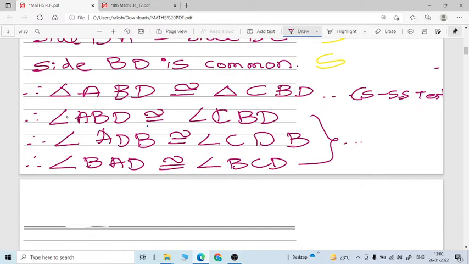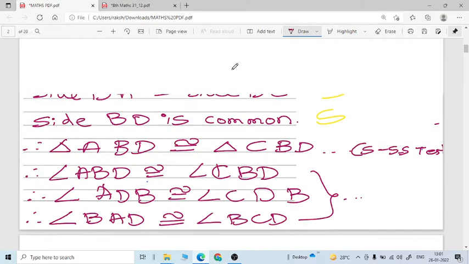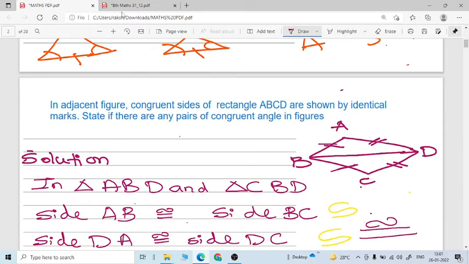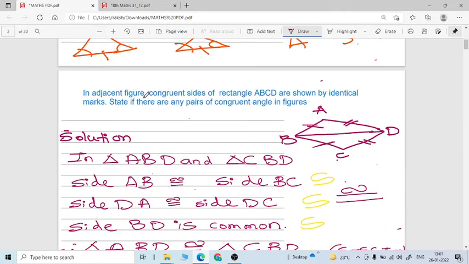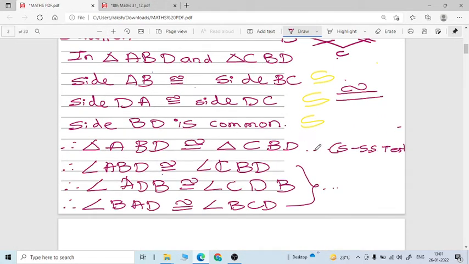Corresponding angles of congruent triangles. Because this triangle we have proved congruent, the angles we also proved congruent. Corresponding angles of a congruent triangle. Now let's move on to the next question.